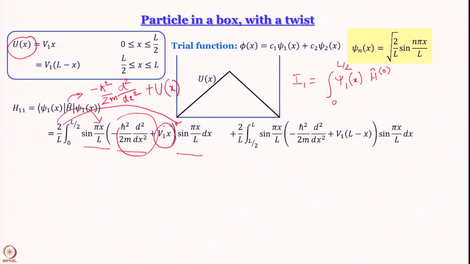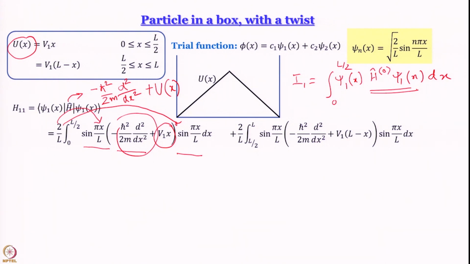I will just write it like this, operating on psi 1 of x dx. Now, you already know what H0 operating on psi 1 of x is. That is basically the left hand side of the Schrodinger equation for n equal to 1. So, it will be E1 multiplied by psi 1, and for a particle in a box where the potential energy is 0, what is E1? h square by 8 m L square, is it not? If L equal to 1, if L equal to L, then it will be L square.